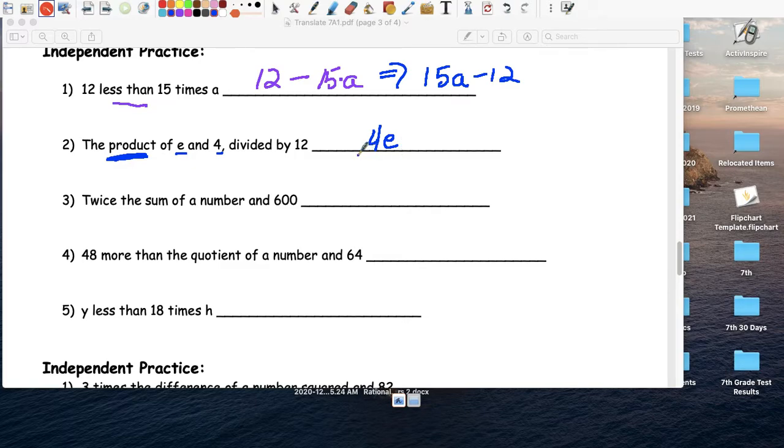And then we're going to divide that by 12. So if you wrote it like this, it's okay. Right? 4 times e divided by 12. I actually want you to change it and write it like that.